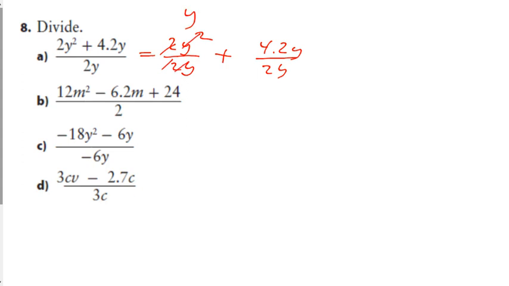That's just going to become a y. 4.2 divided by 2 is 2.1. Y divided by y cancel each other out. My solution is just a y plus 2.1.